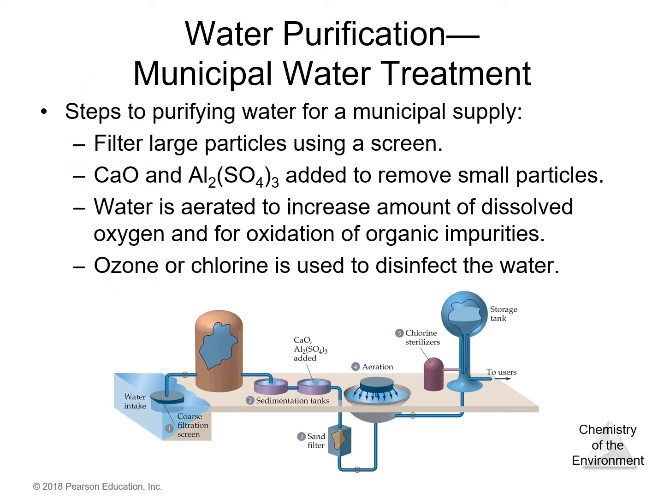Water purification, municipal water treatment: steps to purify the water for a municipal supply. Filter large particles using a screen. Calcium oxide and aluminum sulfate are added to remove the small particles, again scrubbing it out. Water is aerated to increase the amount of dissolved oxygen and for oxidation of organic impurities. Ozone or chlorine is then used to disinfect the water. Yes, we even disinfect our water.